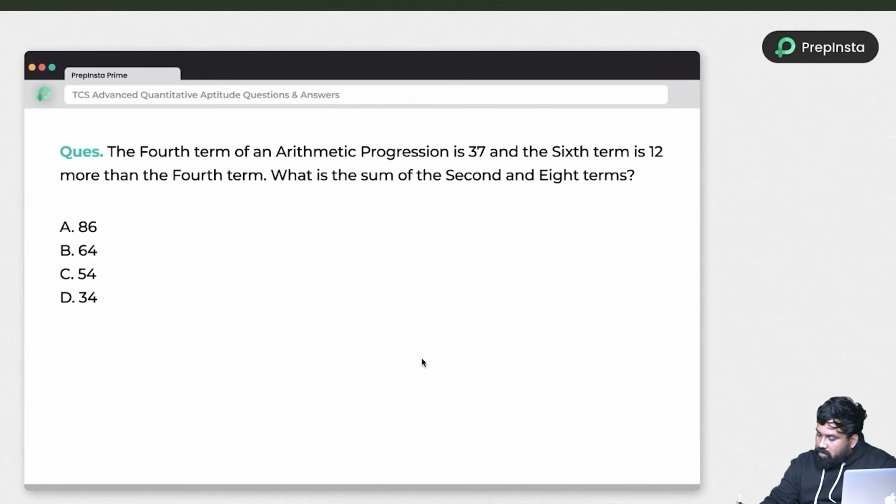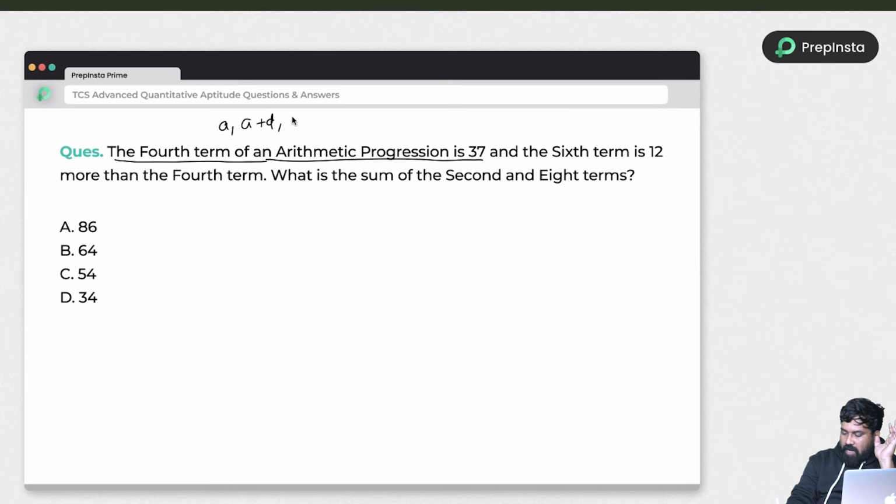Okay, just look into the next problem, which is based on arithmetic progressions and series. You need to know about all these things as well. The fourth term of the arithmetic progression is 37. Guys, we all know arithmetic progression is nothing but a, a plus d, a plus 2d and so on, right? So if you know about the arithmetic progression series, it's very easy. What is the fourth term? The fourth term is nothing but a plus 3d is equal to 37.